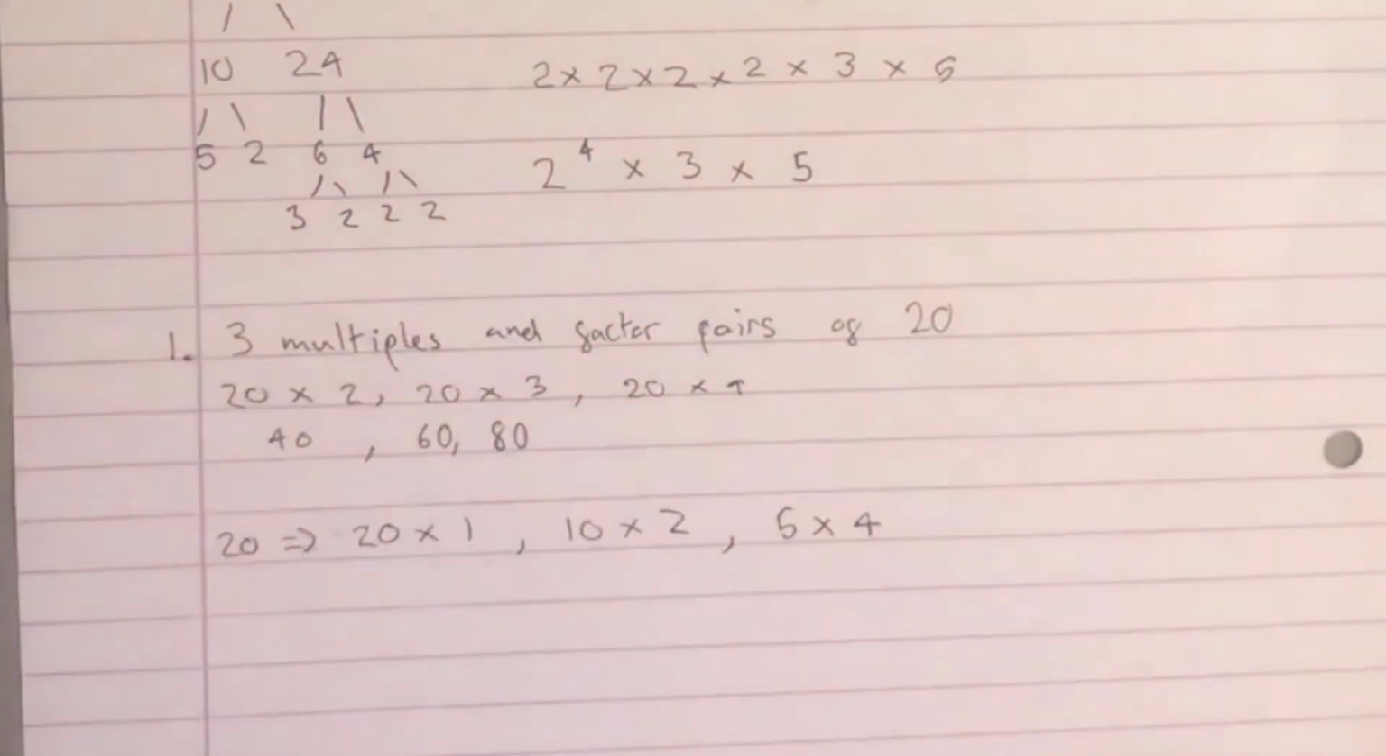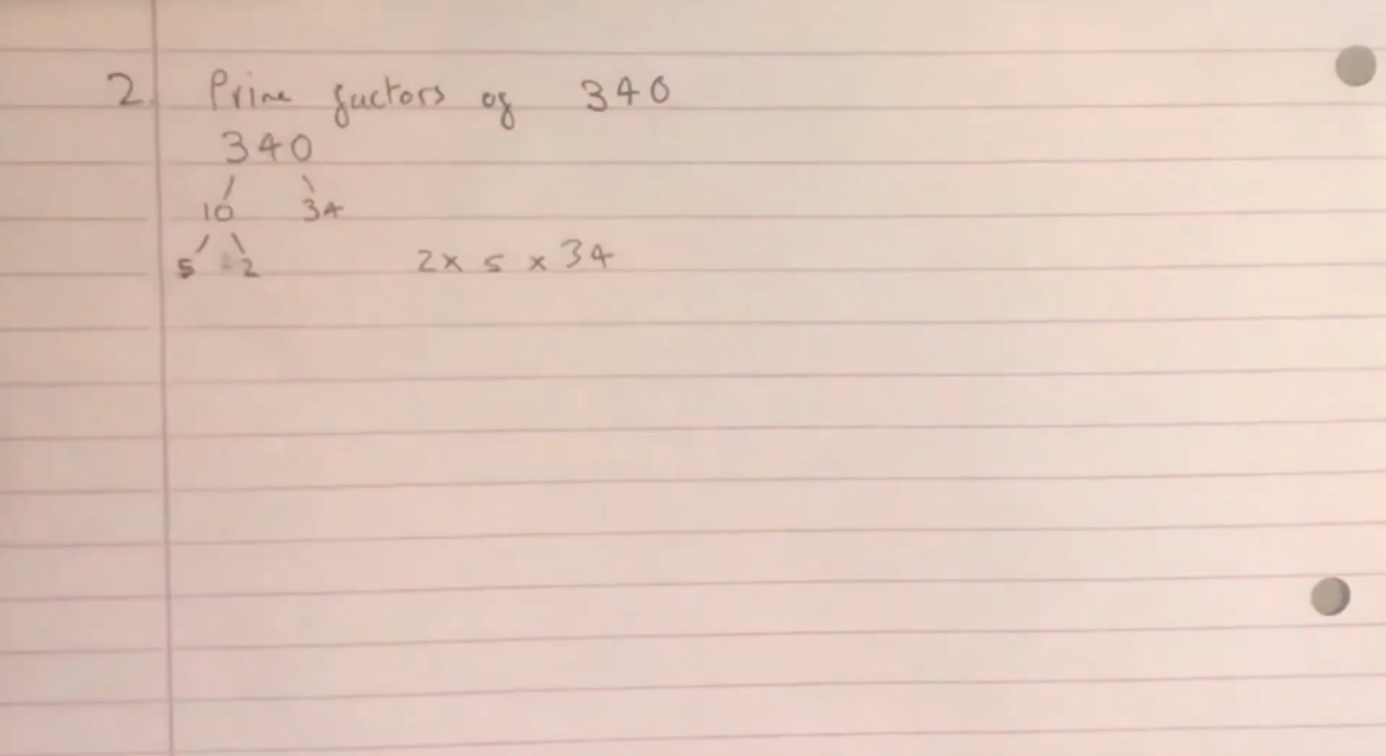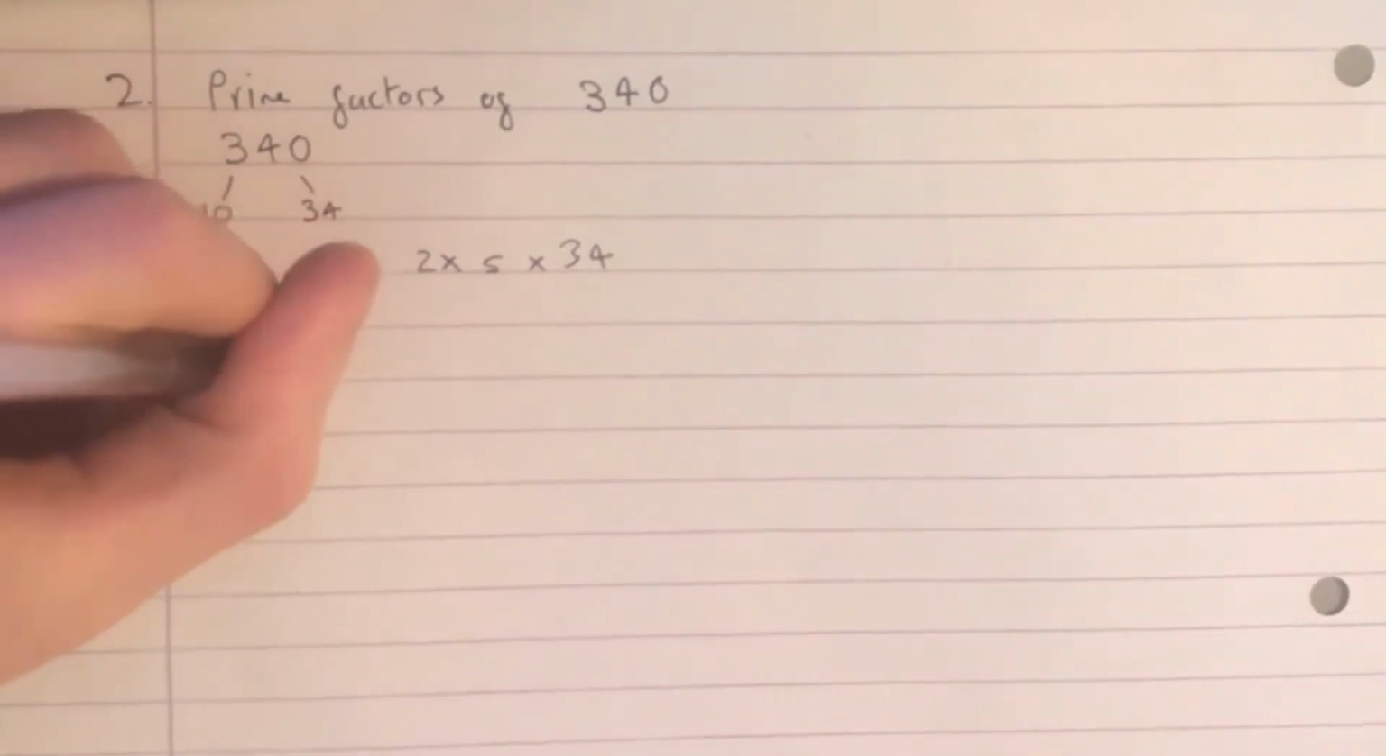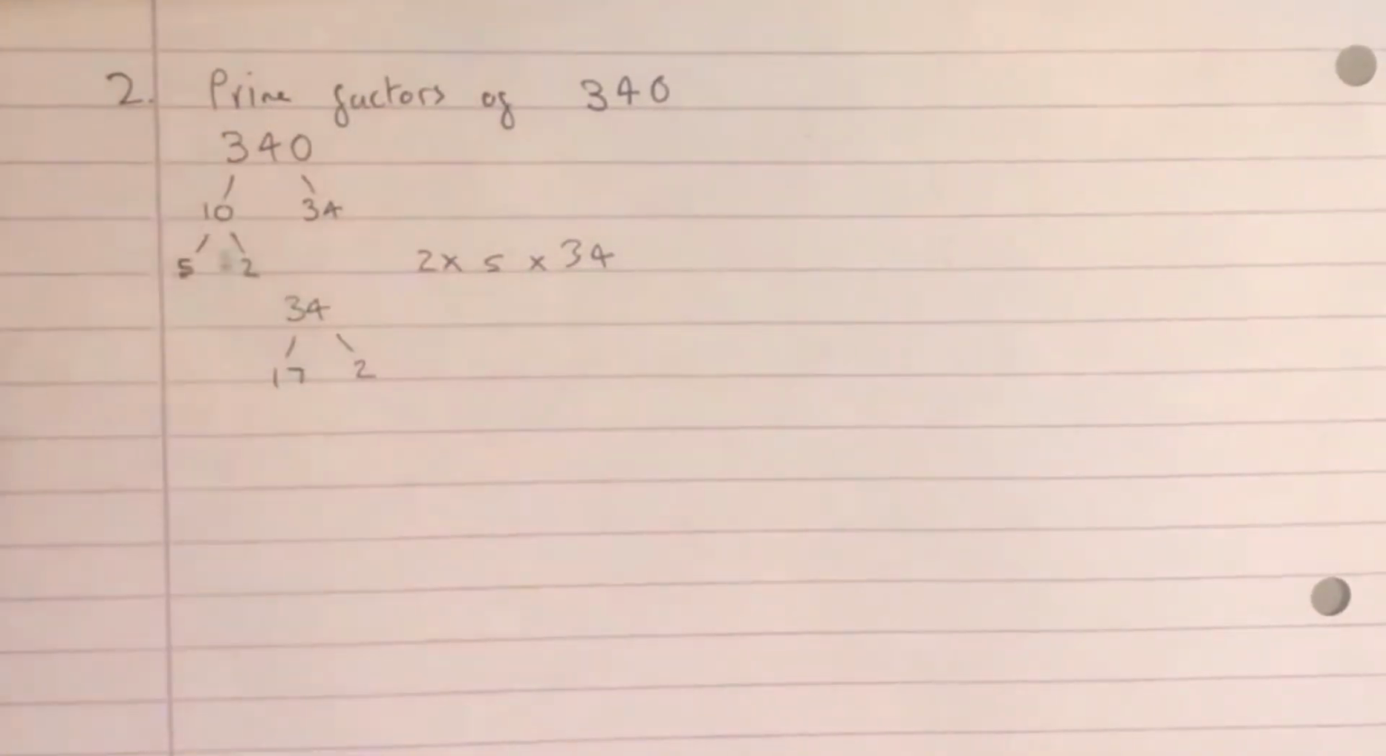Now for the second question. What are the prime factors of 340? This would be a nice number to use since we can divide by 10. Then that 10 can turn into a product of 5 and 2. So now we have 2 times 5 times 34. But 34 is not prime, so we can divide by 2. 17 and 2 are both prime, so therefore we have found all the prime factors.